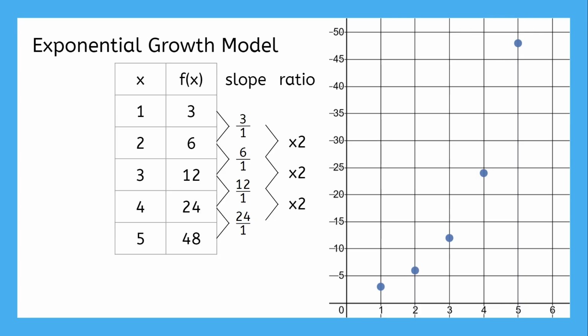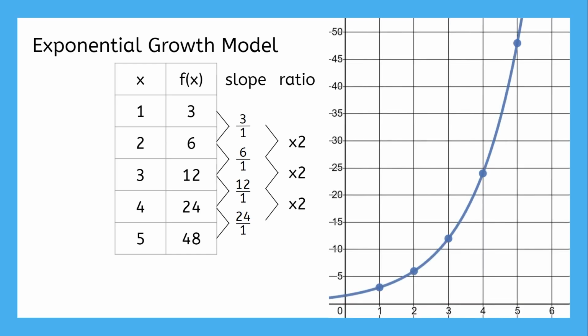So a constant slope just can't keep up with it. This is why a linear model isn't enough. We need an exponential model that keeps getting steeper as it moves to the right.